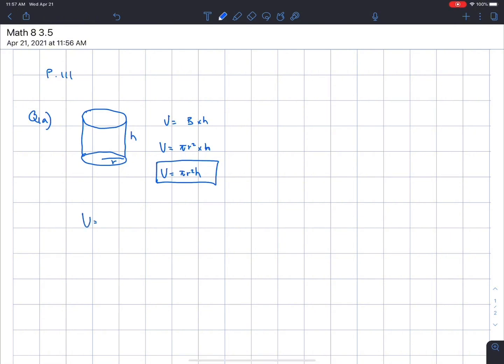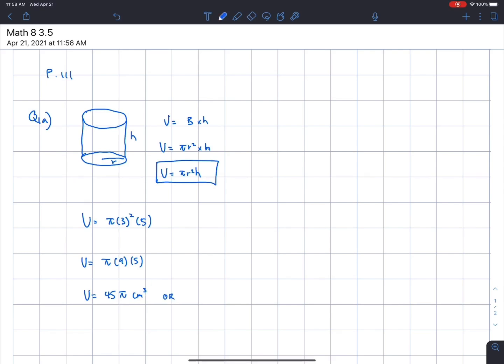So in A, we were told that the radius is 3, so I can replace the r with a 3, and the height is 5. 3 squared is 9, 9 times 5 is 45. So the volume becomes 45 pi, and this is in centimeters cubed. So volume is in cubic units, that's why it has an exponent of 3 here.